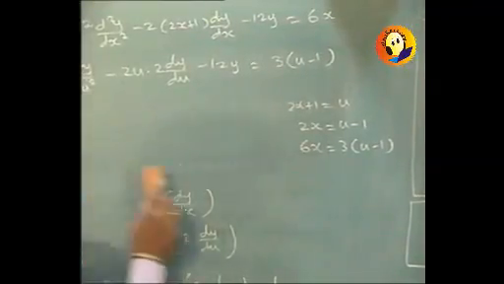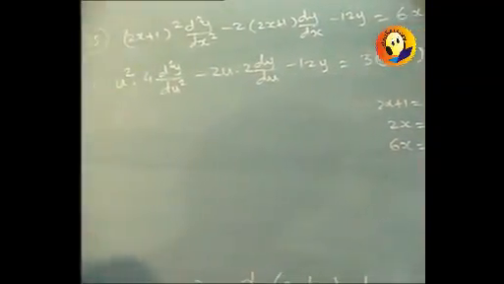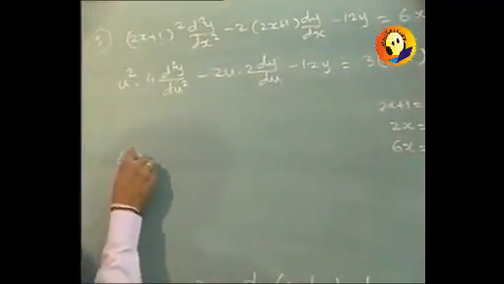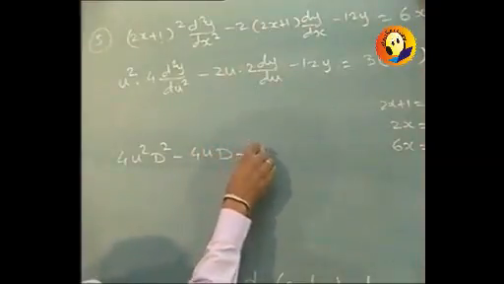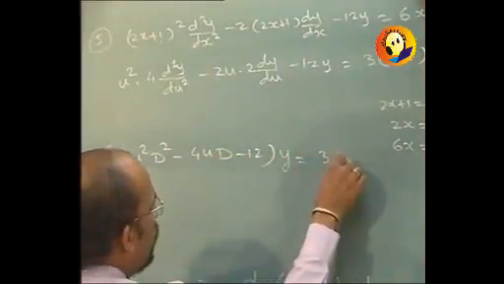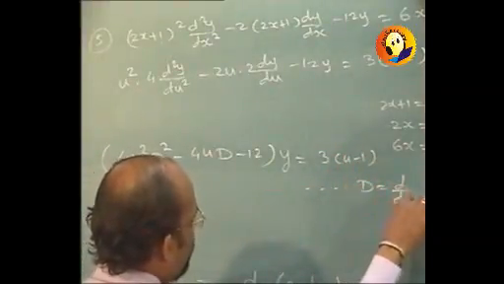Let us represent it in the capital D form. Keep remembering that capital D in this case will be d by du. So it will be 4u square D square minus 4uD minus 12 bracket complete operating on y equal to 3 into u minus 1. Capital D is nothing but d by du.